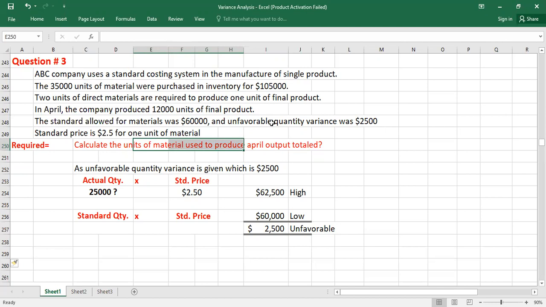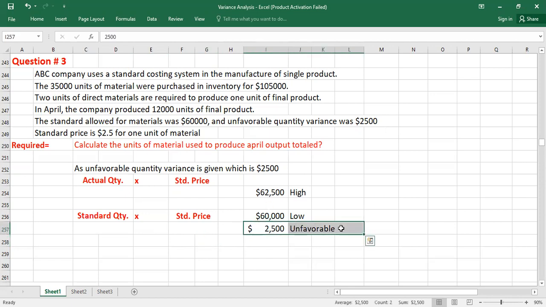So we are provided with the data of unfavorable quantity variance, which is 2500. So what we will do first, we will write two lines for the quantity variance. The first is we will take actual quantity multiplied by standard price, and the second line is the standard quantity multiplied by standard price. And we will write the variance amount also. If you look here, we are provided with the quantity variance, which is 2500 unfavorable. It is available in the question here. So we will write that amount.